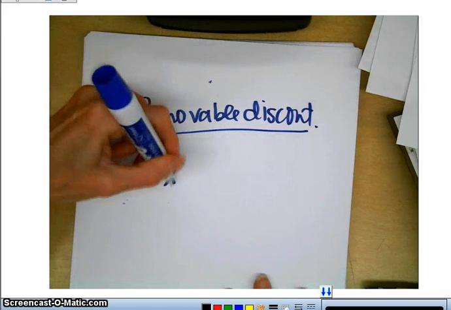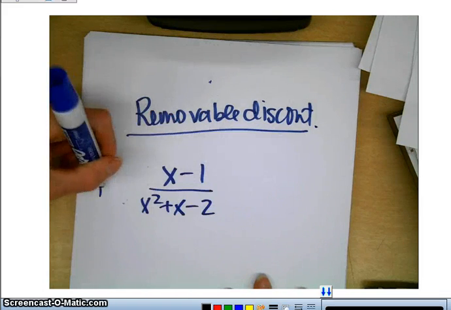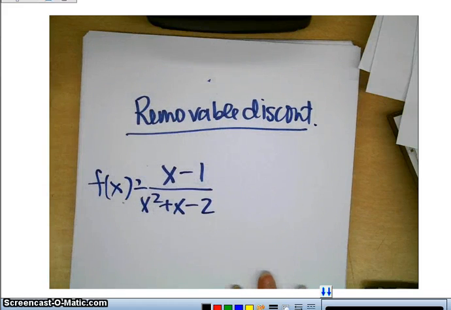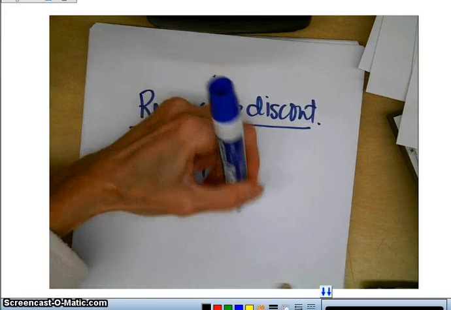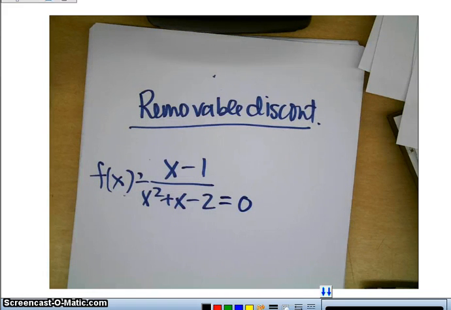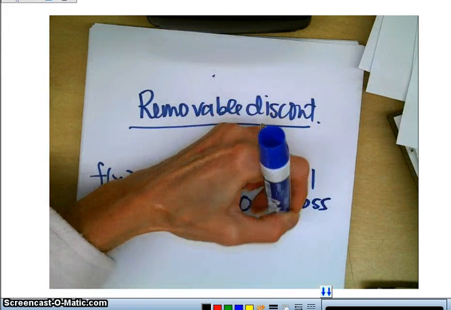So what if I've got (x minus 1) over (x squared plus x minus 2)? There's my function. Any removable discontinuities there? Basically, what am I actually finding when I set the denominator equal to 0? All possible discontinuities.